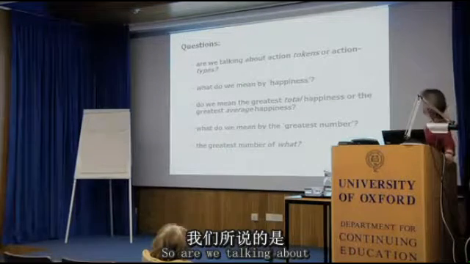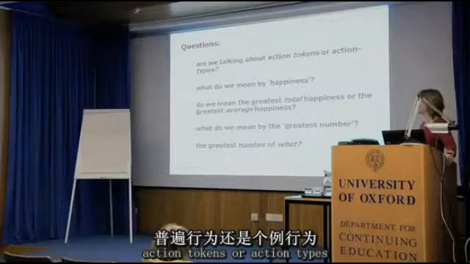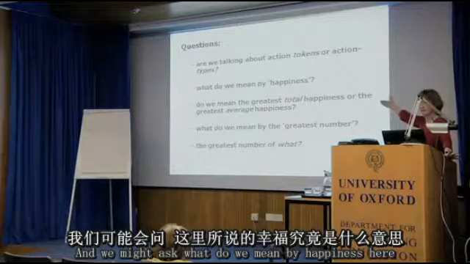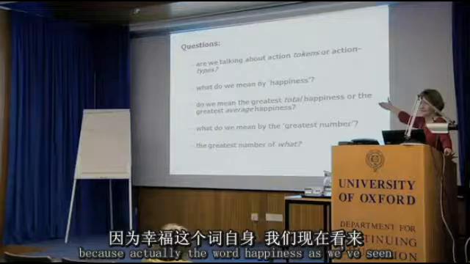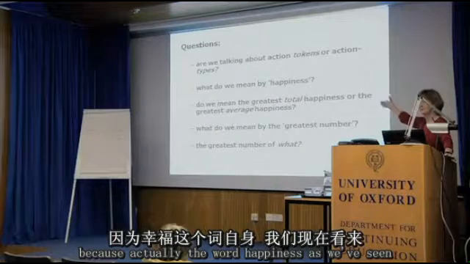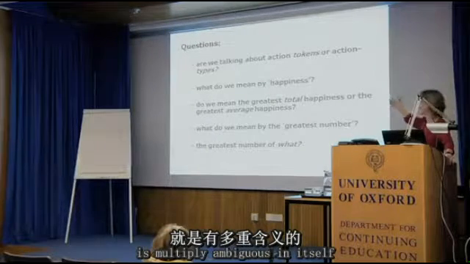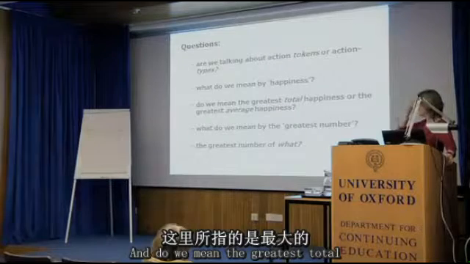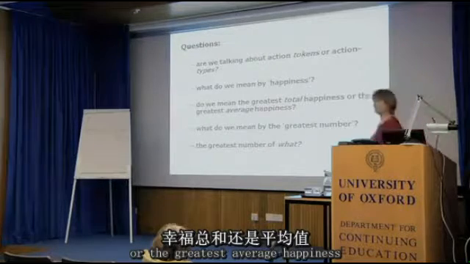So are we talking about action tokens or action types? We might ask, what do we mean by happiness here? Because actually the word happiness, as we've seen, is multiply ambiguous in itself. Do we mean the greatest total or the greatest average happiness?